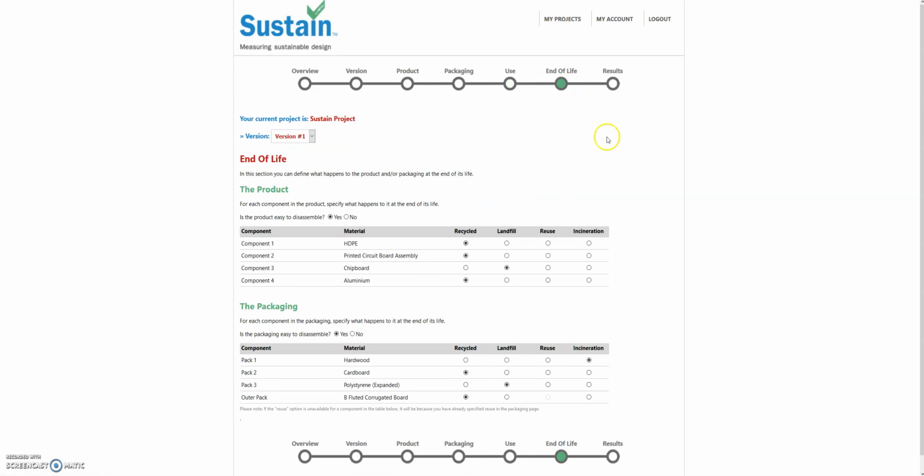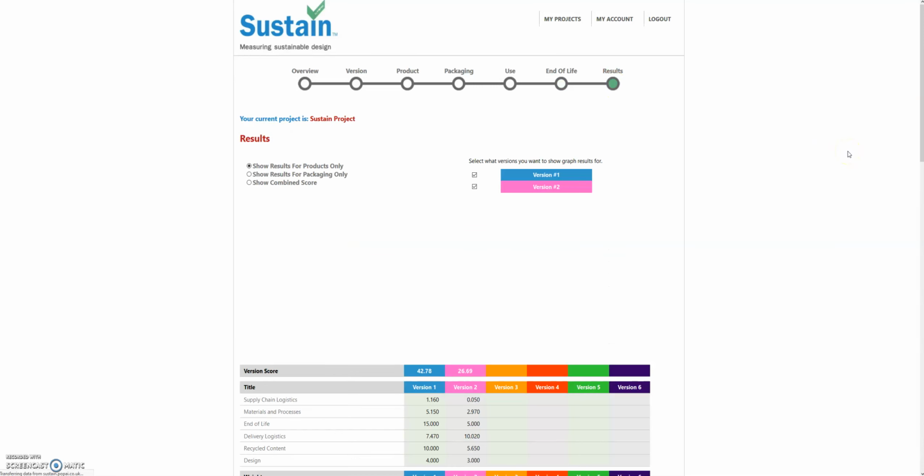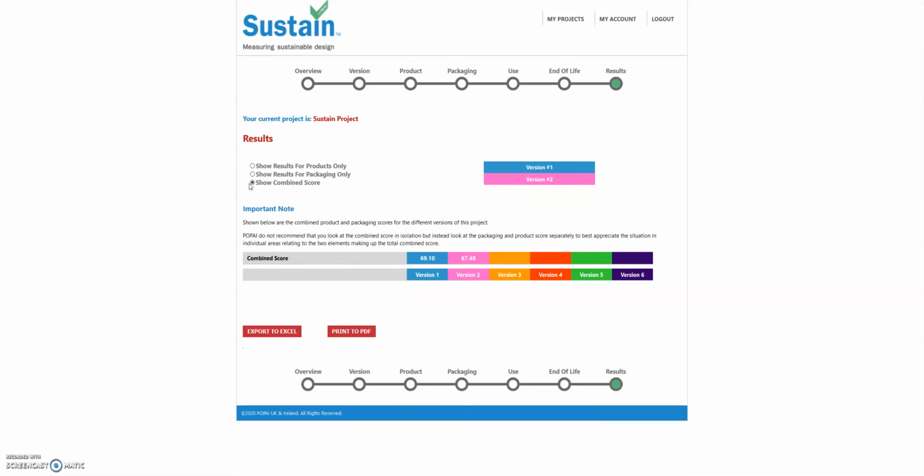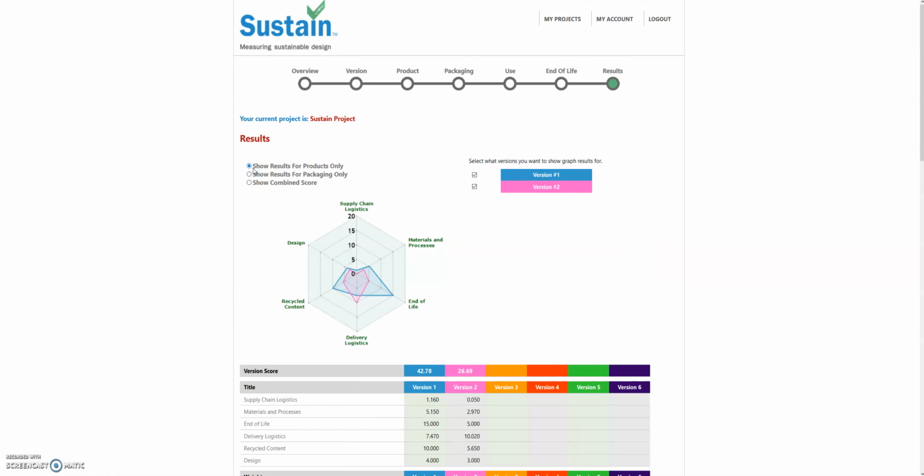Now I should be able to go on to my results, and I should see some generated figures and graphs. So this is what you will see when you come to the results page. Now, Sustain presents the results in 3 main ways. The results for the product only, which is what I'm looking at here. The results for the packaging only, if you've defined packaging. So I can flick to packaging. So those are slightly different, and we'll discuss them in a moment. And we also have a combined score, which again adds the 2 scores together, but we'll discuss that in a moment. We'll just go through each stage.